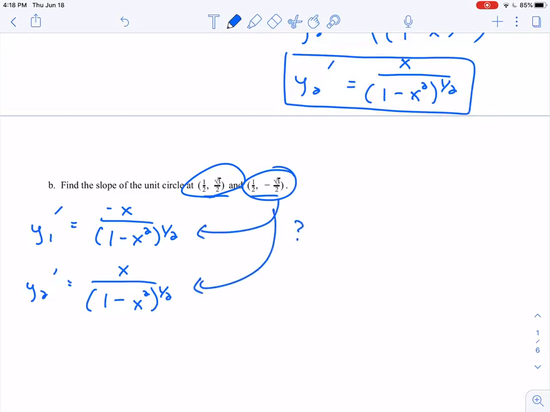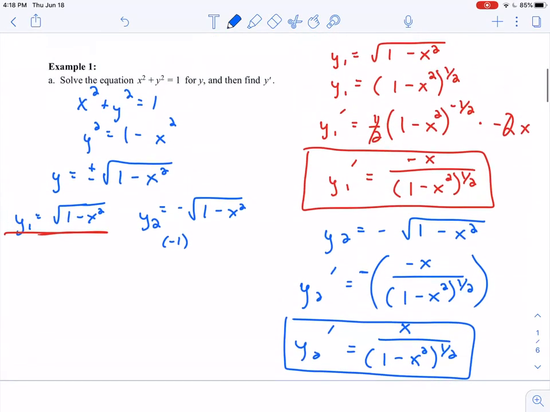I don't know. So what I need to do is look at how I came up with those derivatives. I need to look at where these derivatives came from. Well, remember that we found those by saying, okay, we have positive square root 1 minus x squared, we have negative square root 1 minus x squared.